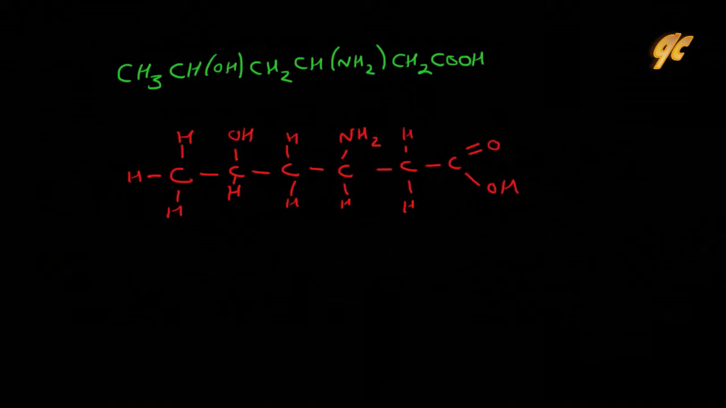So in order to name this, we have to have the carboxylic acid group as carbon 1. That means our amino group is on carbon 3 and our hydroxyl group is on carbon 5. So overall, the full name for this molecule will be 3-amino 5-hydroxy hexanoic acid. Notice that the functional groups have been put into alphabetical order.